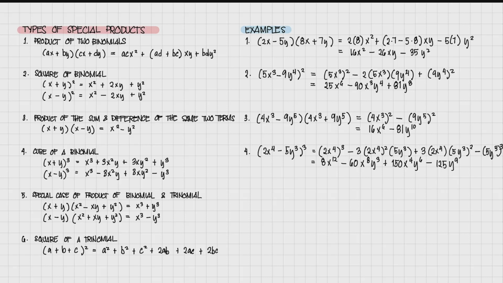Now for example number 5, or let's place a line here so we could separate this. Yeah. So for number 4, or rather, this is number 5. Special case of product of a binomial and a trinomial. So let's see. Let's try.